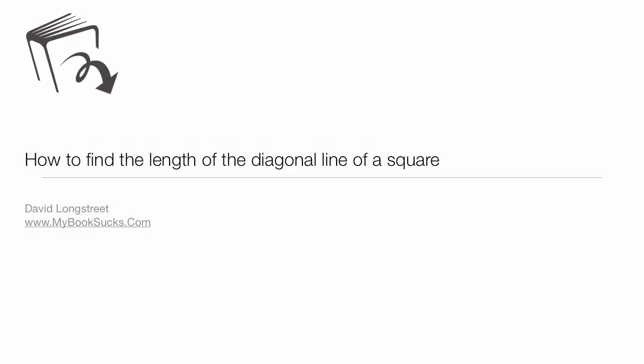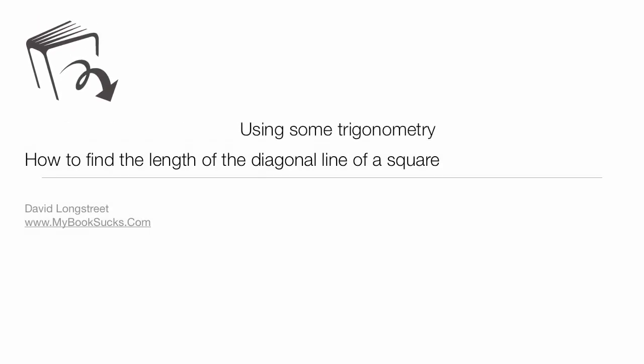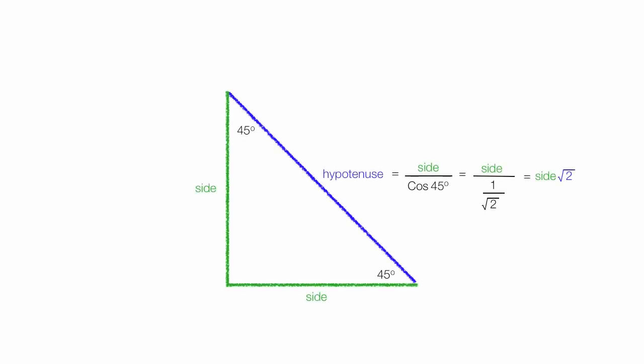In this tutorial, I'm going to show you how to find the length of a diagonal line of a square using some trigonometry. I'm going to walk you through this step by step, and I'll show you how the length of a diagonal line of a square is the hypotenuse of a 45 degree triangle.